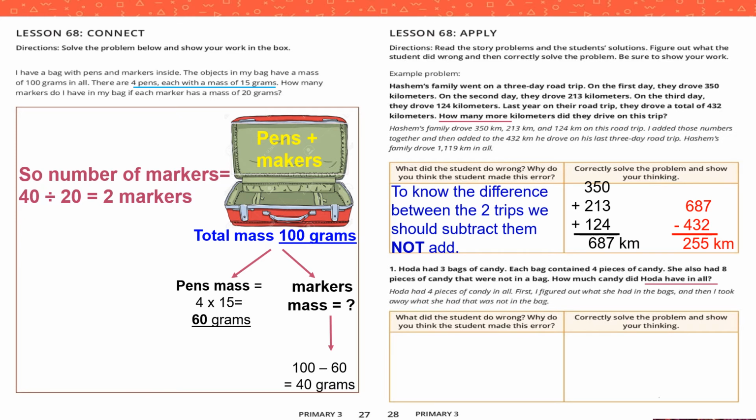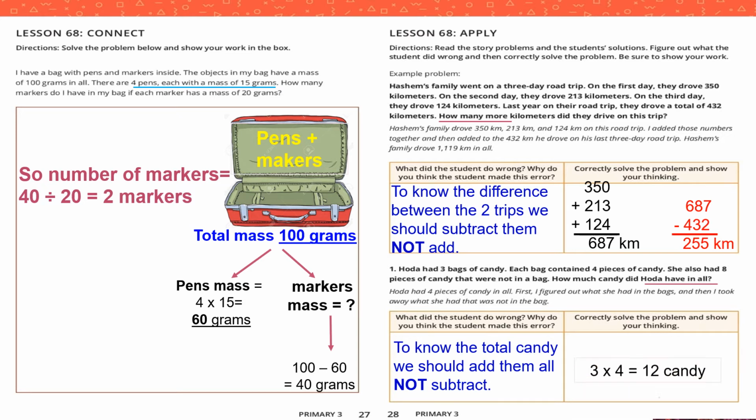What should I do? I should know the total, so I should add all of them. The student solved what? Huda had 4 pieces of candy in all. I figured out what she had in the bag and then I took away what she had. Should we take away? No, I should add all of them. He wants to know what she has in all. To know the total, we should add them all, not subtract.